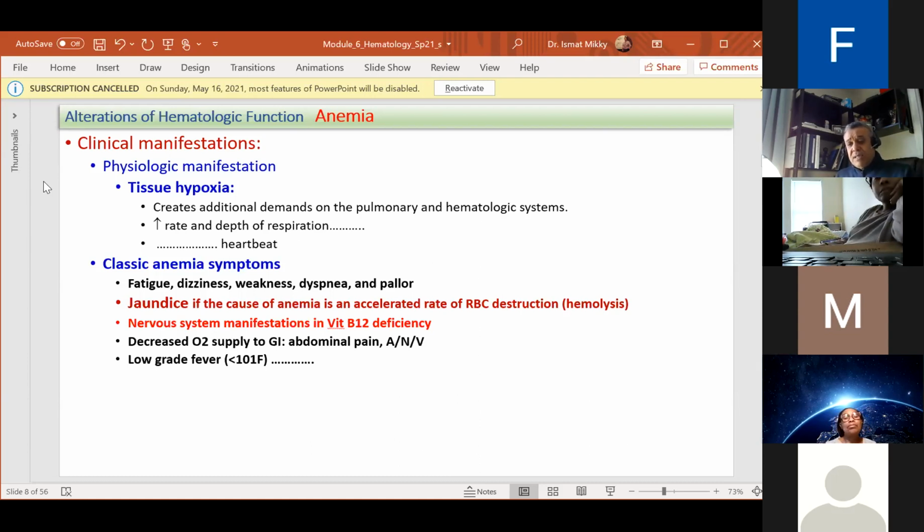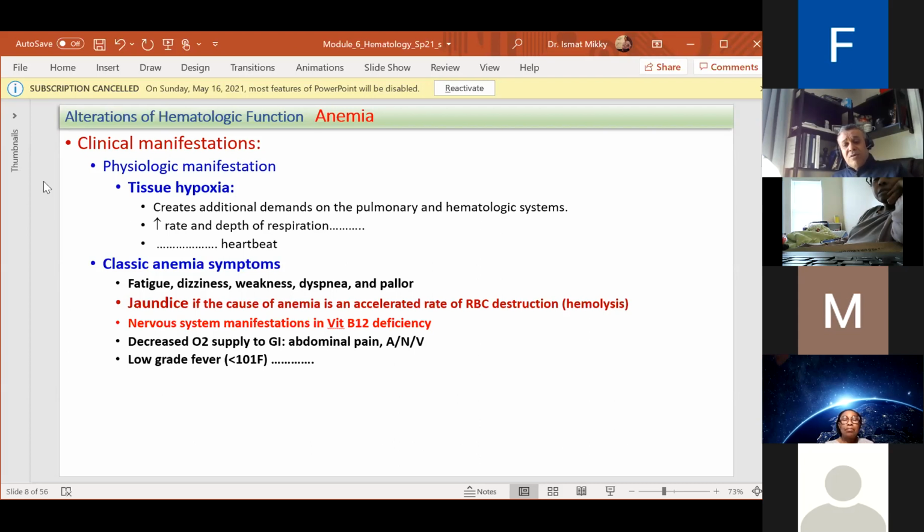Jaundice also is a sign in patients who developed the anemia due to hemolysis, because the destruction of the RBCs would result in jaundice. And we will talk briefly about this process as well, why patients with hemolysis will be jaundiced or develop jaundice, which is from high bilirubin content in the plasma.